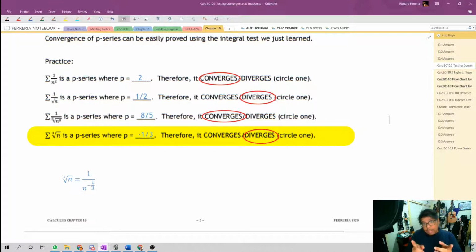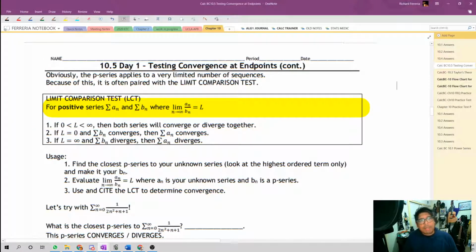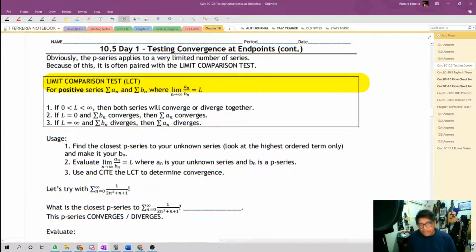And they're going to help us out even more when we get to our next part of this, which is the limit comparison test. Now, a p-series, because it's so strict, only applies to a very limited number of series. So in order to get more use of it, we need to use p-series in conjunction with something called the limit comparison test, or the LCT for short.